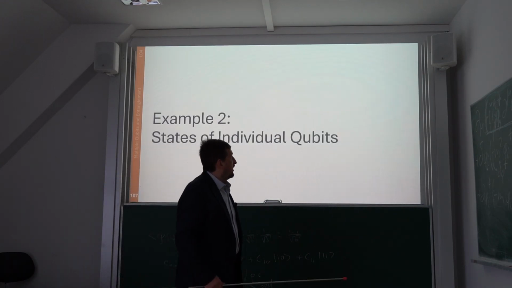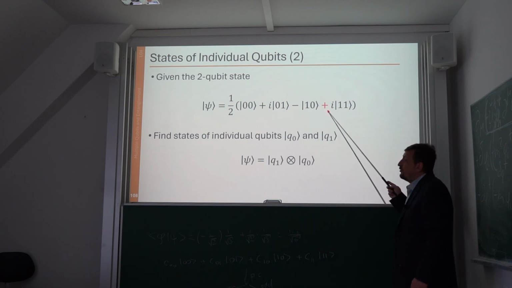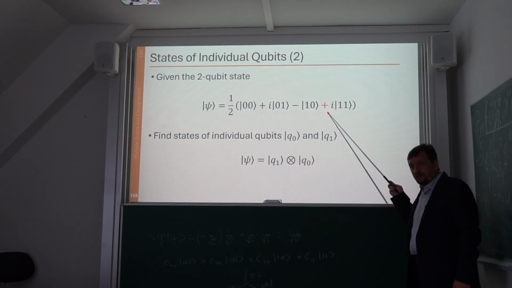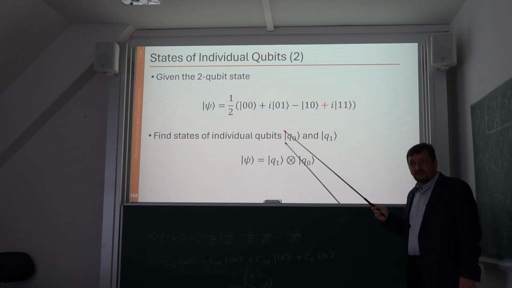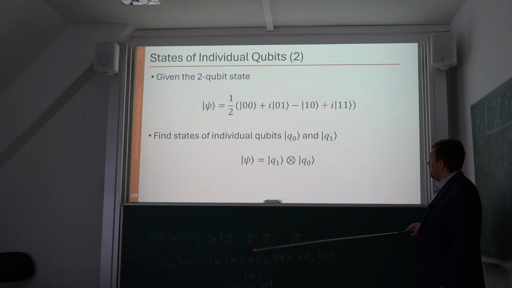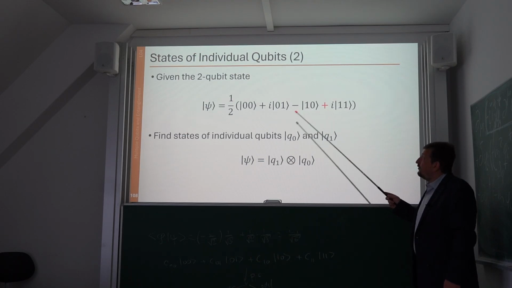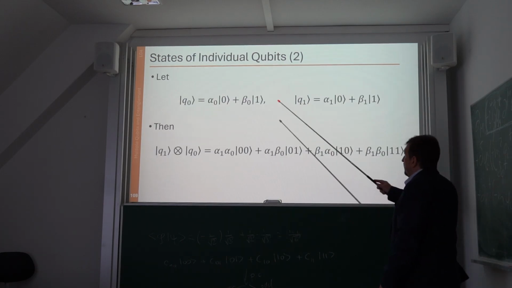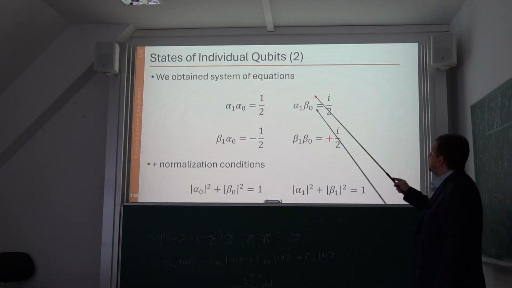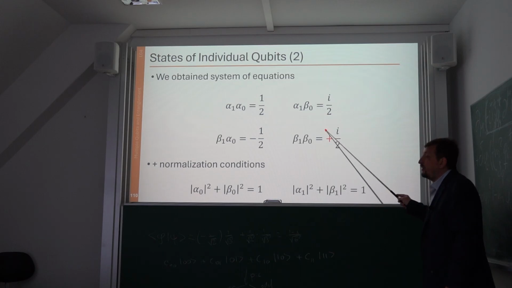Consider another example. It's a very similar state, but this time I made a small change. Here I changed the sign from minus i to plus i. Everything else stays the same. And I also want to find what the individual qubit states would be for such a wave function. Well, we proceed as usual. We write the superposition for this system of four equations. In this system of equations, the only difference will be the sign in the last equation.